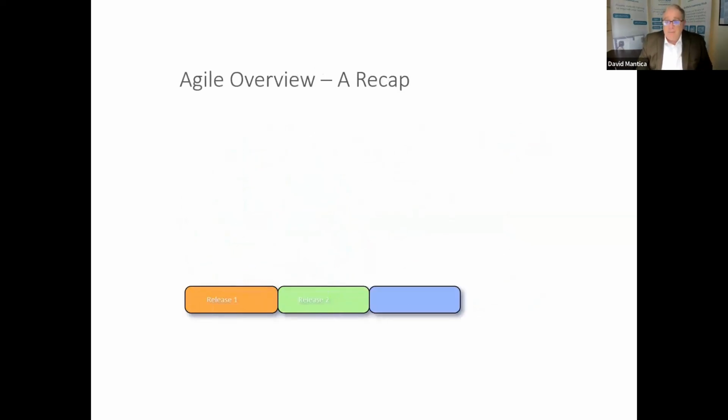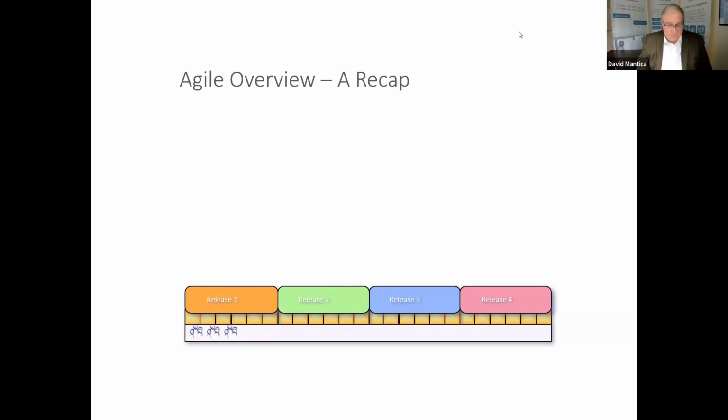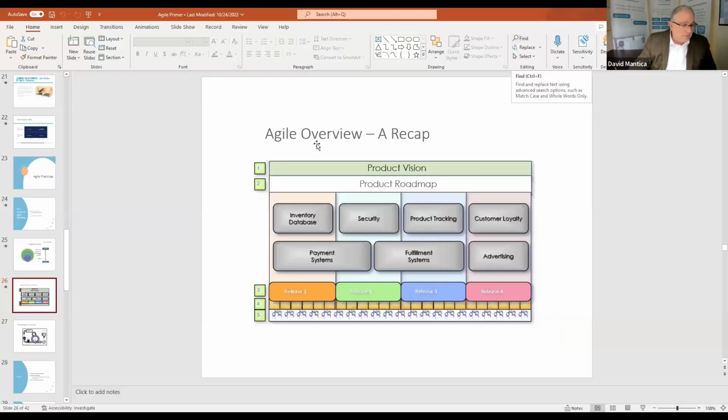So we have a roadmap, a recap of our overview, Agile overview. I don't know why I just jumped into this recap. Let me see something for a second. Sorry about that.